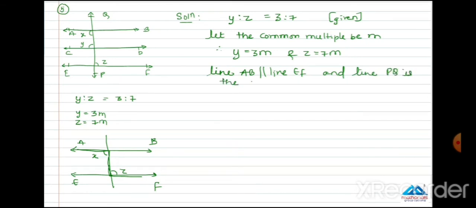So here we will take line AB parallel to line EF and line PQ is their transversal. So we will get two angles x and z, and this pair of angles is alternate to each other because they are forming a Z shape. So angle x equals angle z by the alternate angle test. So student, here we will get x equals z. That means the value of z is the same as the value of x. So in our question we have z equals 7m. So here we will get x equals 7m.